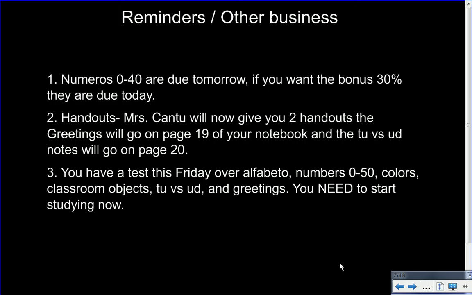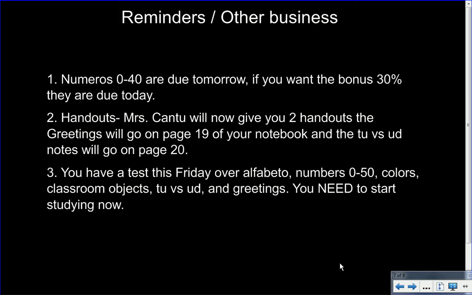The first one is going to be the greetings. You need to add así así and mal to that greetings list. Trim it down and go ahead and glue it on page 19 of your notebook. Then you're going to get the tú versus usted notes from Mrs. Cantu, and those you need to do the bottom of the page where you have to tell whether you use tú or usted for each of those people, and you're going to trim that down, and those are going to go on page 20 of your notebook.